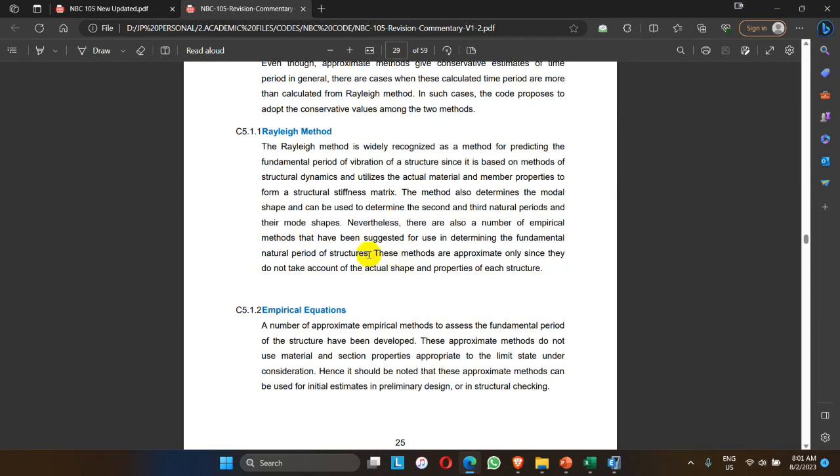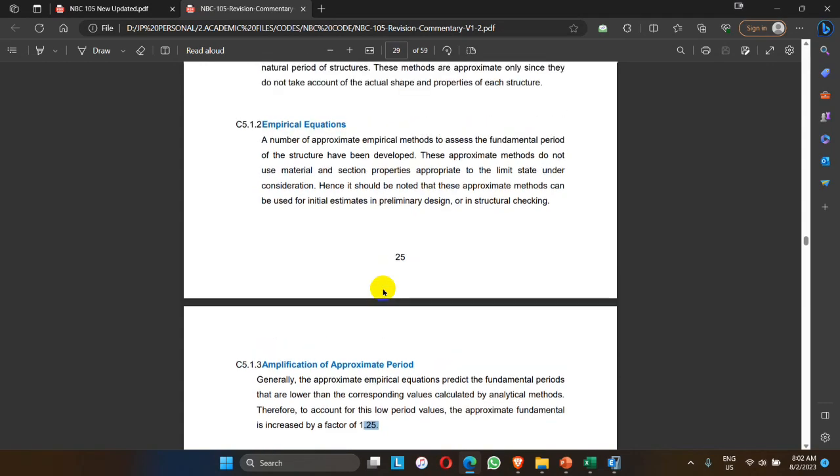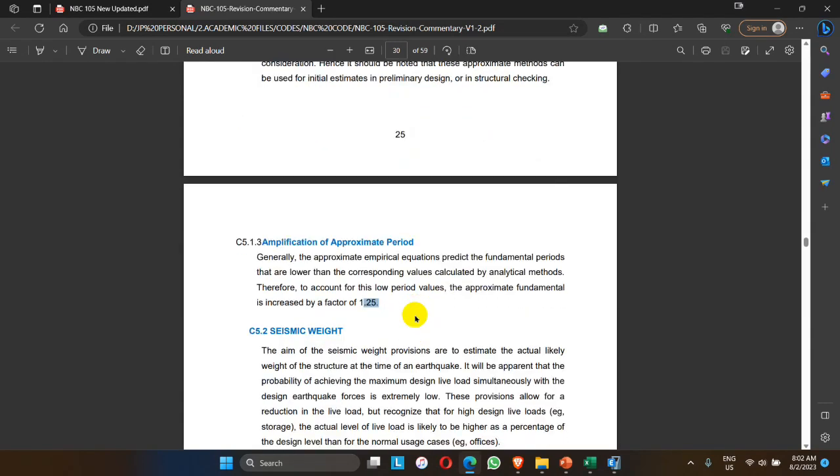Besides this formula, another one is the empirical equation that has been mentioned here in the code. The modal time period obtained by the empirical formula has to be increased by a factor of 1.25 in Nepal's code to account for the low period values, but the code does not mention why this time period should be amplified.